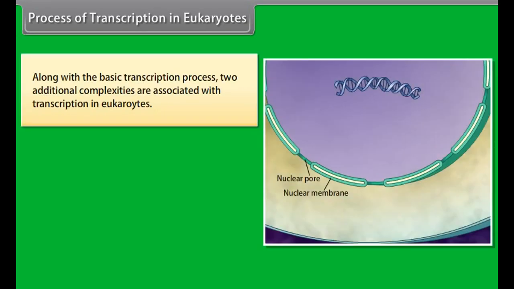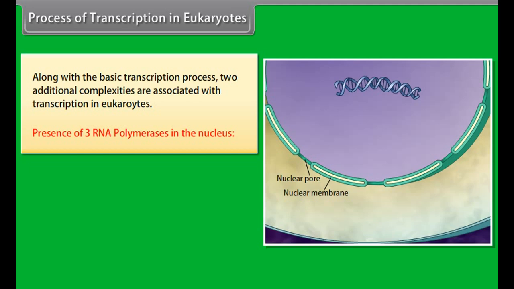Process of transcription in eukaryotes. Along with the basic transcription process, two additional complexities are associated with transcription in eukaryotes. Presence of 3 RNA polymerases in the nucleus.